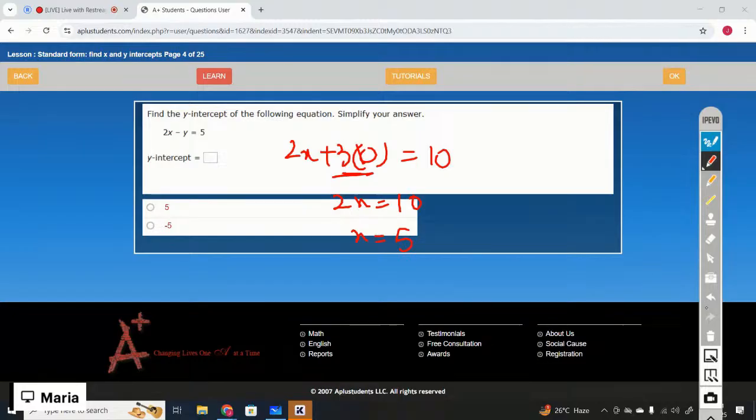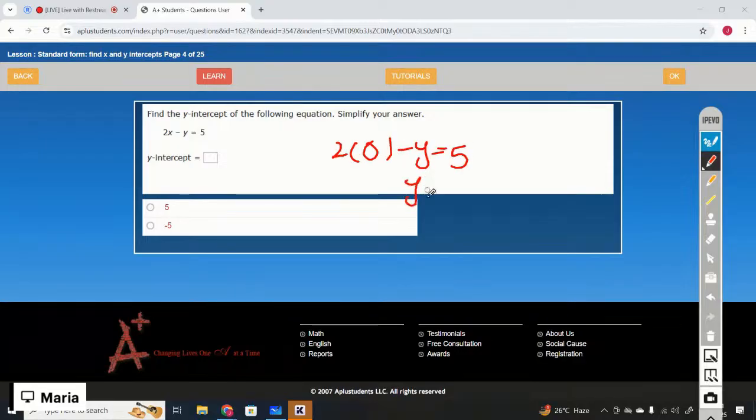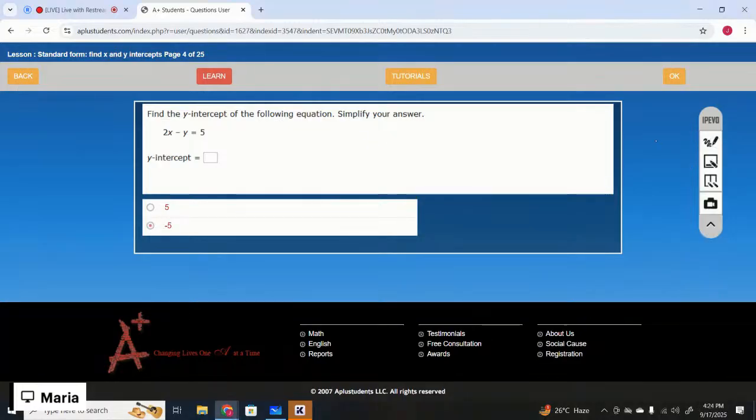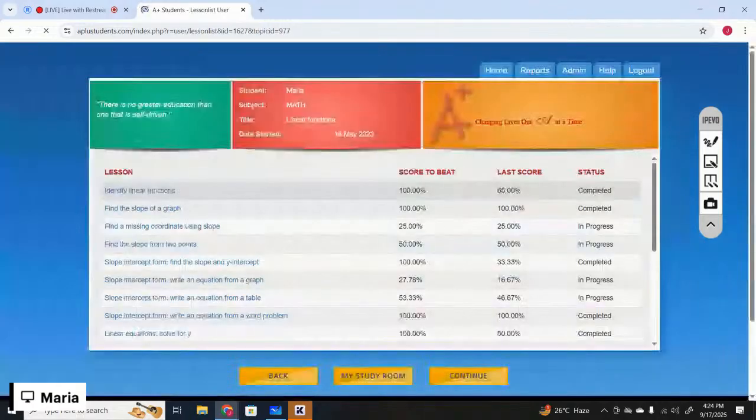Find the y-intercept of the following equation. Simplify your answer. 2x minus y equals 5. You need to find the y-intercept, so you need to put x equals 0. 2 times 0 minus y equals 5. So y equals negative 5. Option number 2 is the correct option. Okay, you can complete the lesson by yourself later today. Let me just move on to the next lesson.